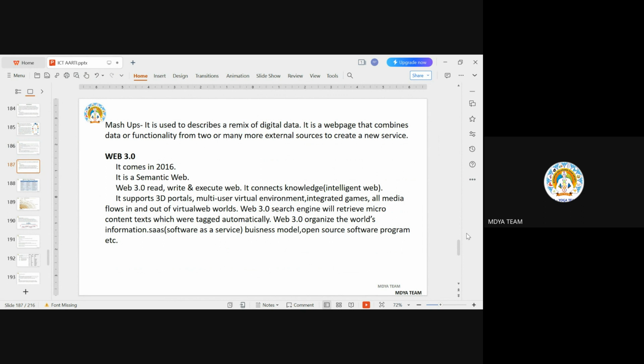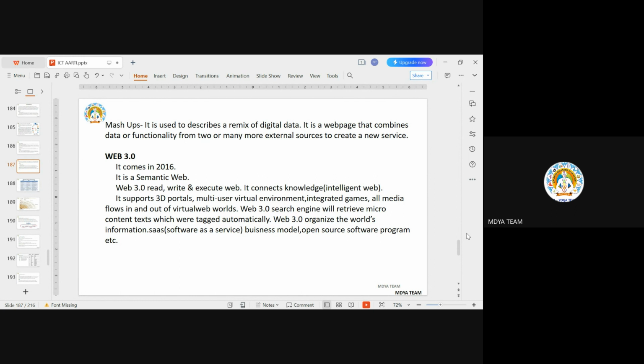Web 3.0 came in 2016. It is the semantic web. The semantic web is the web that gives us meaning. In Web 3.0 we can read the content, write the content, and execute on the web. Now the word added is execute.